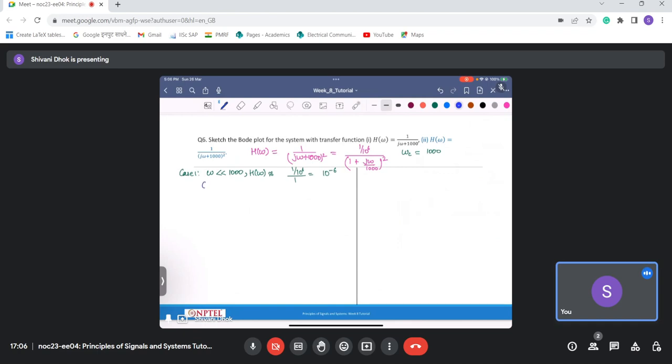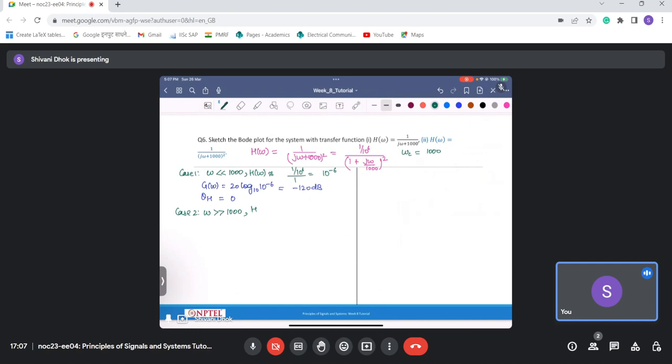So G of omega is equal to 20 log to the base 10 of 10 power minus 6, which comes out to be minus 120 dB. Similarly, theta H for this question is again, since 10 power minus 6 is a positive constant, equal to 0. Now let us look at case 2, when omega is very much greater than 1000.